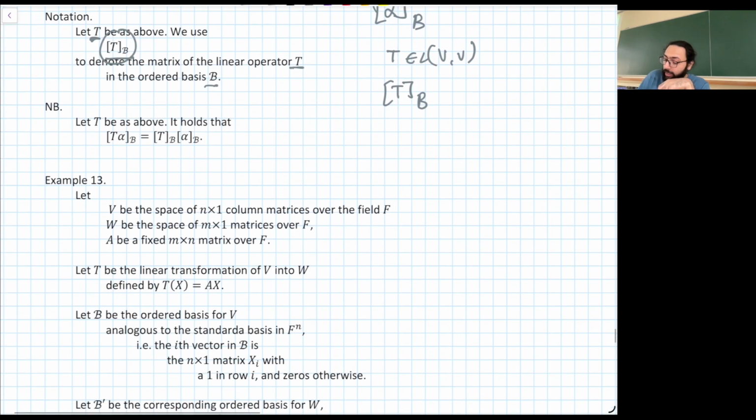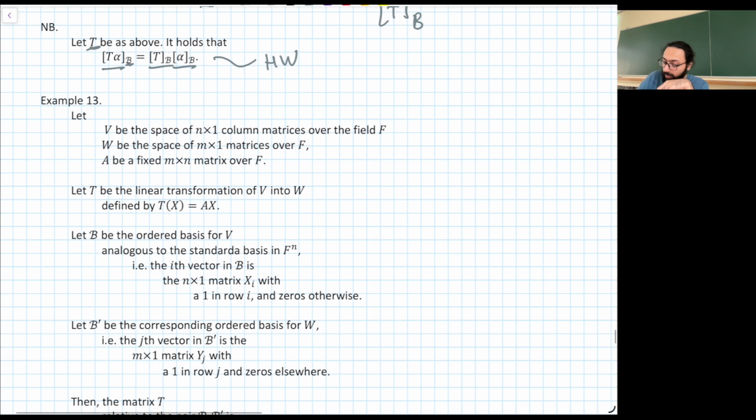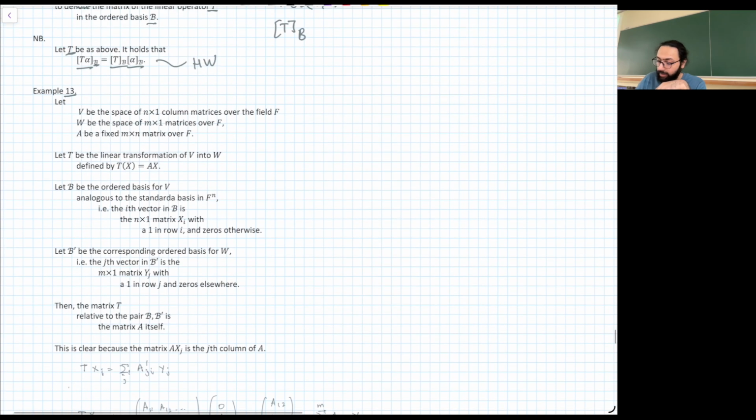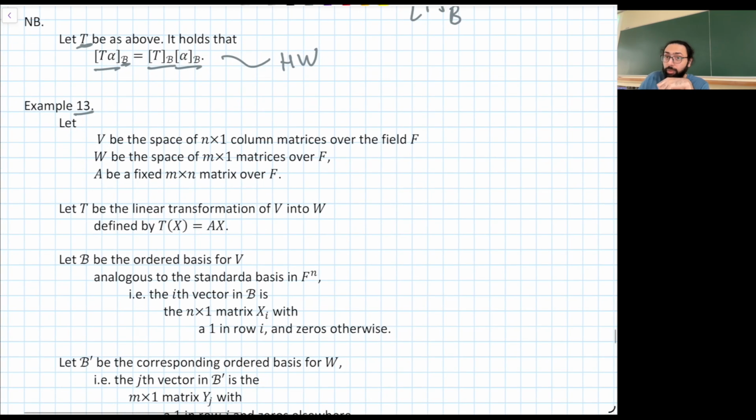Okay, so then it says let T be as above. It holds that T of alpha in the basis is the same as T_B times alpha in the basis. So I'll leave this as a homework exercise. It's basically just apply the definitions you've got. Okay, so example 13, and maybe we can stop with this example. I think that's a good place to stop.